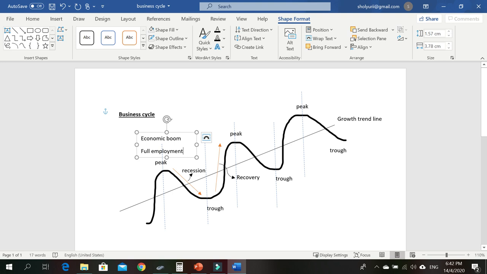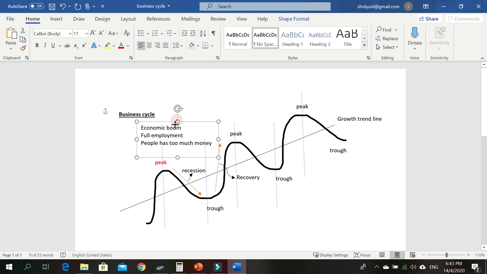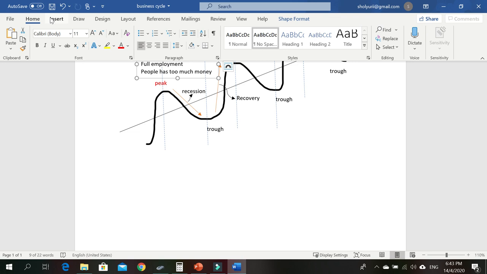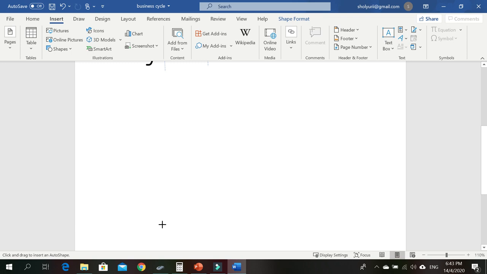Okay, the problem is, okay, bila ada full employment, meaning that everybody is working, so kita akan ada issue people has too much money here. Nah, ini masalah dia. People has too much money. So apa masalah dia yang ada duit yang sangat banyak? Ada masalah. Because when people has too much money, in terms of the demand and supply, there will be a change. Okay? So saya draw.